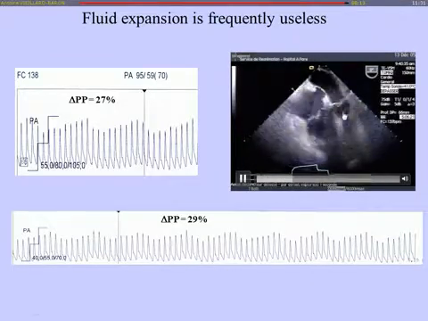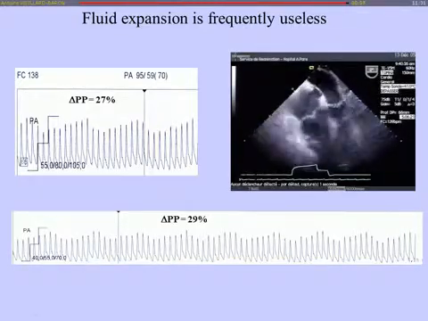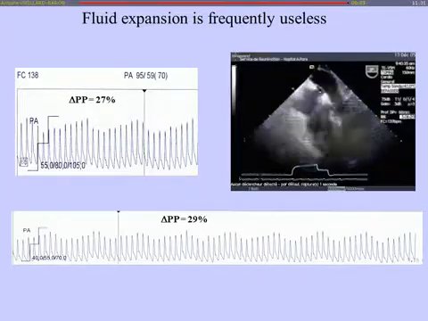And you can see a very severe constriction of the left ventricle. So do not give more fluids in this patient. First, it is useless, and second, it could be deleterious by compressing the left ventricle even more.